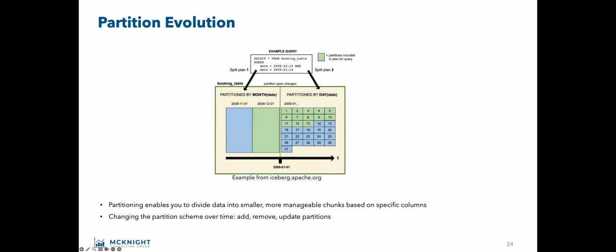Now, this is partition evolution. This is a nice looking slide from iceberg.apache.org, where there is a lot of information on Iceberg. And it shows that over time, you can change your partition scheme. The data for 2008 is partitioned by month in the example. Starting from 2009, the table is going to be partitioned by day instead. Both partitioning layouts are able to coexist in the same table. So you can change your mind over time.